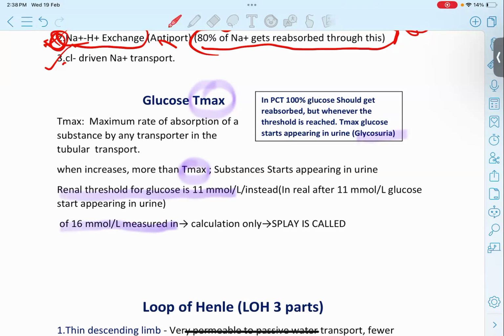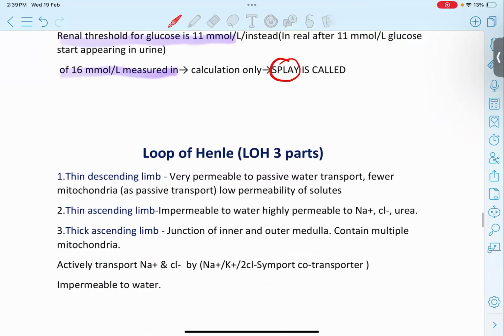So this is why it is called splay. Splay means deviation. Theoretically there was supposed to be 16 millimole, but what is diabetes? Diabetes means blood sugar more than 11, that we all know, right? So why 11? Because if we go beyond 11, then glucose will start appearing in the urine. So there is a deviation from theory to practical implementation. This is why it is called splay. But the thing is, the renal threshold for glucose is 11 millimole per liter. So in real life, after 11 millimole per liter, glucose will start appearing in the urine.